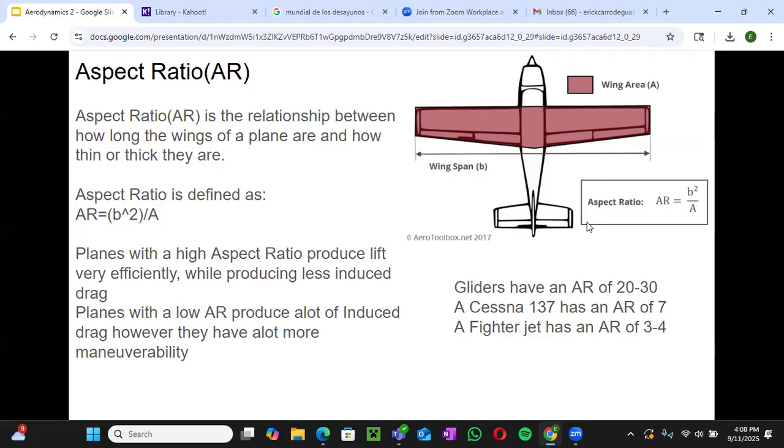Gliders have an aspect ratio of anywhere from 20 to 30. A Cessna would have an aspect ratio of 7 to 7.4. Fighter jets like the F-15 that I showed earlier have an aspect ratio of 3 to 4. Planes don't have one fixed aspect ratio, especially modern planes like the 777 Dreamliner or the A330, where the leading edge has a slat. The airfoil itself will actually extend outwards and become bigger to generate more lift. We'll have a bigger camber.